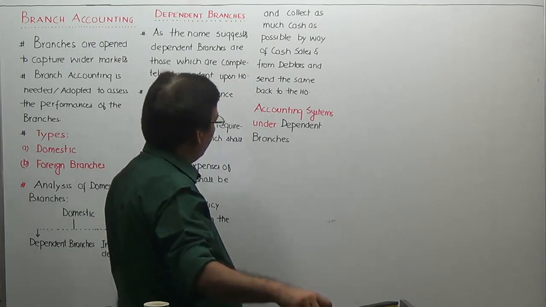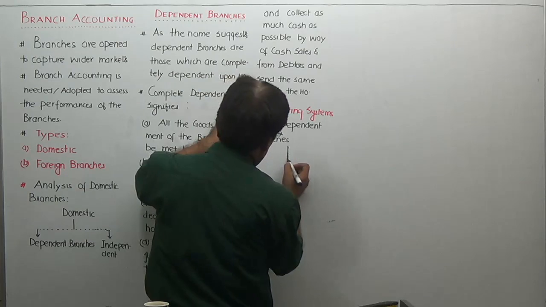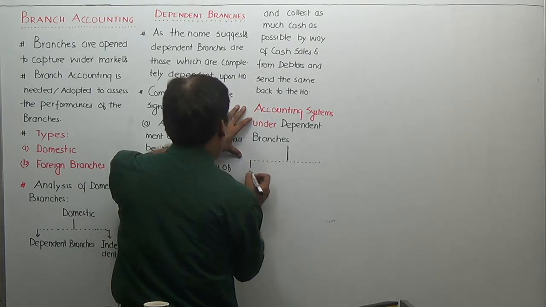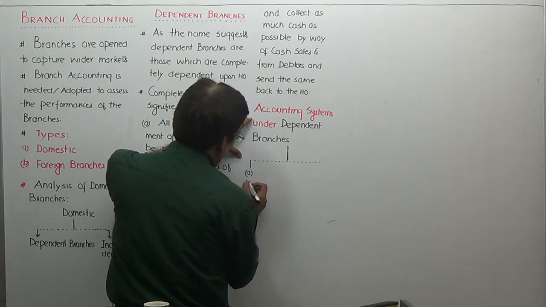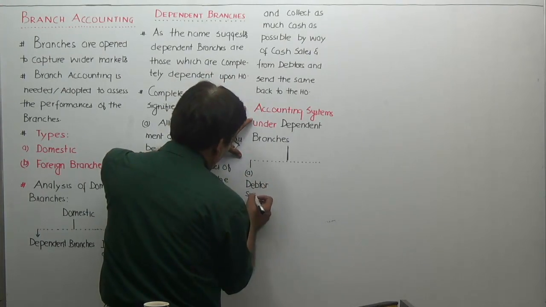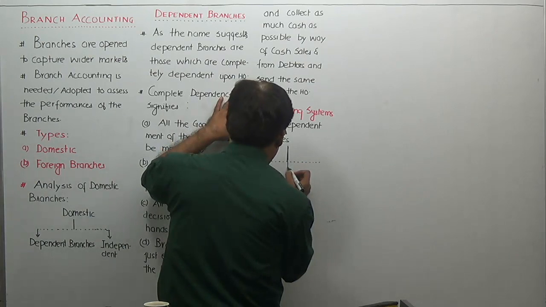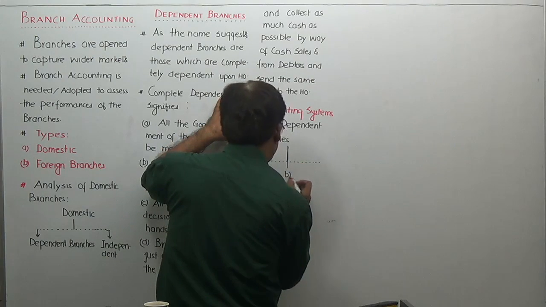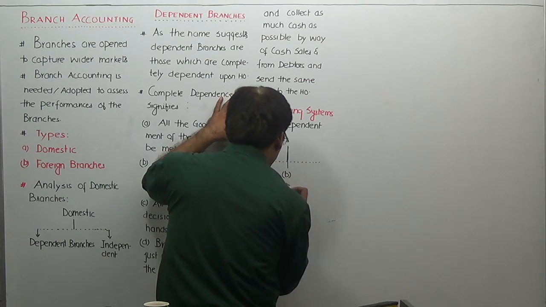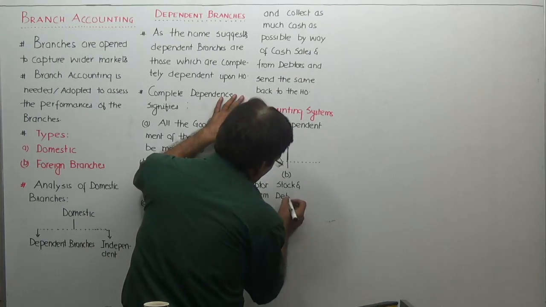As far as accounting systems are concerned, under dependent branches we would find the following accounting systems. Which ones? A, debtor system, the most commonly used system. Then B, stock and debtor system.